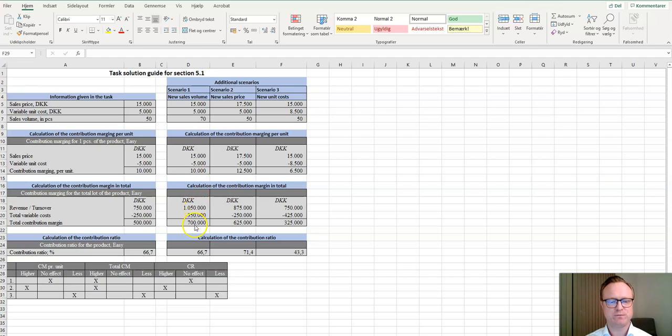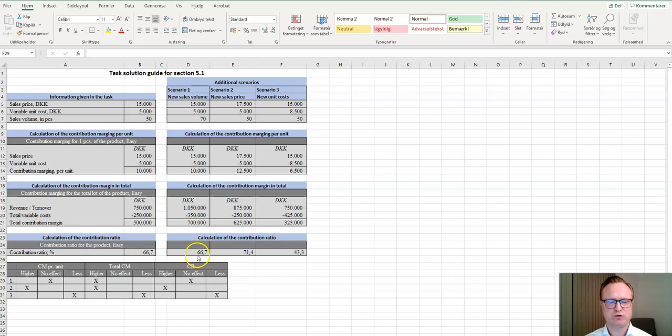If we look at the contribution margin in total for the full sales volume of 70 units, we can see that both the turnover and the total variable cost have increased compared to the base scenario. This means that we are earning an additional 200,000 in contribution margin, and this comes from the fact that we earn 10,000 for each unit and we sell an additional 20 units. So 20 times 10,000 is 200,000, which is the increase we have in the total contribution margin.